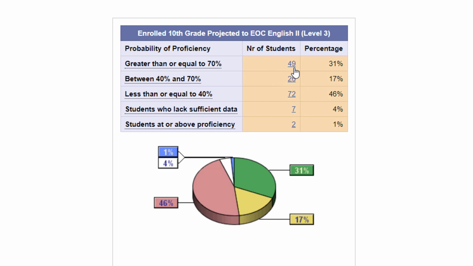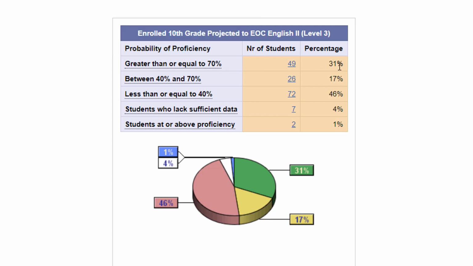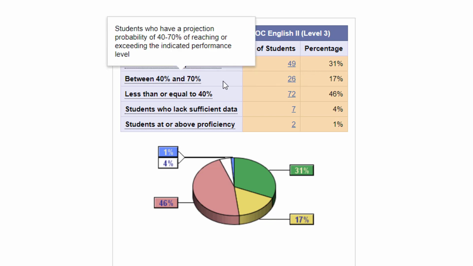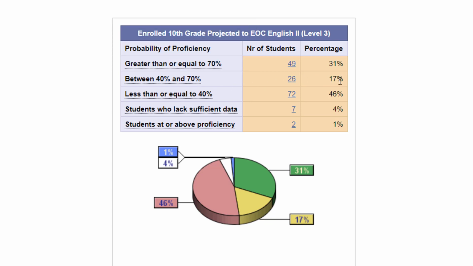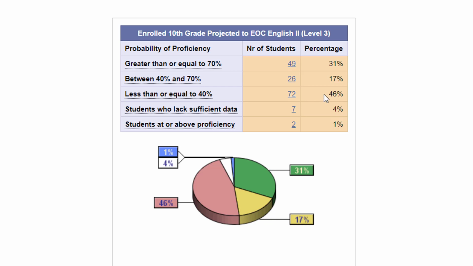It's telling me that 49 of those students have a greater than or equal to 70% chance of scoring a 3, which is 31% of my class. It's telling me that 26 students have a 40 to 70% chance of making a 3, which is 17% of my class. And it's telling me that 72 students have a less than or equal to 40% chance of making a 3, which is 46% of my class.